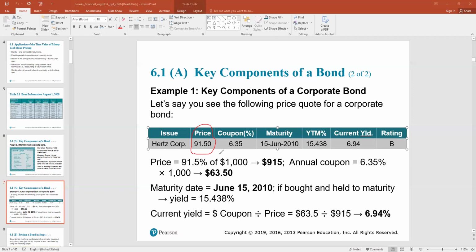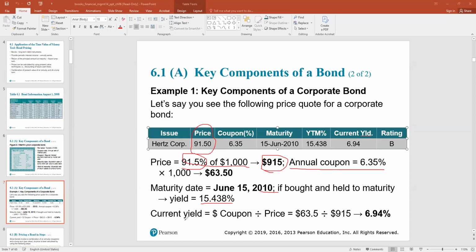If you want to buy one bond, you will buy a bond where you're promised to be paid 1,000 tenge back. So 91.5% of 1,000 is basically $915. So the current bond is being traded at $915, where the issuer promised to pay you 6.35% annually, which is $63.5. And the maturity date is June 15, 2010. So if you buy and keep this bond until maturity, the yield return on this bond will be 15.43%.